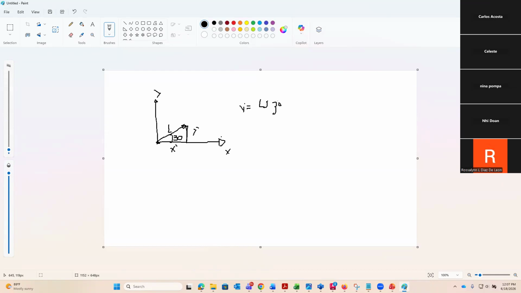I don't have a pencil, so I apologize. And this distance right here that is traveled horizontally is cosine of 30 times its hypotenuse. This is something that you already know from high school. Okay, so we need to move on.